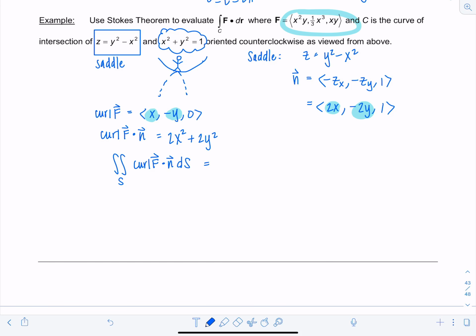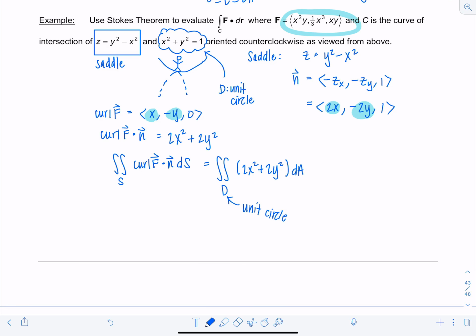We've got our surface integral, curl of f dot n dS. Okay, what is going to be D, the region that we integrate the surface over? Well, it's going to be in the xy plane. Have you noticed already? D is going to be the unit circle. Okay, so we've got double integral over D, which is our good friend, the unit circle. And we've got 2x squared plus 2y squared dA. Is this just screaming at you to go polar?